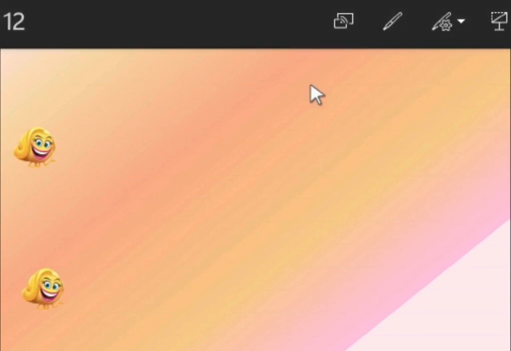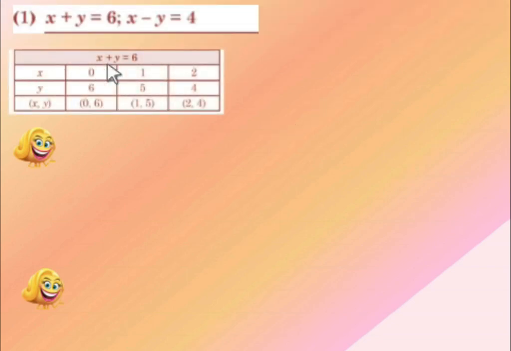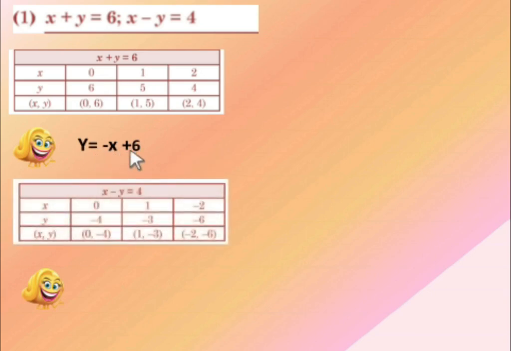Again the same way. The equations given are x plus y is equal to 6, x minus y is equal to 4. Textbook question, right? What do you do? You write it. x plus y is equal to 6. This table is very commonly seen in most of the books, right? What I say, y is equal to minus x plus 6. Done? Your table you will make with this only.